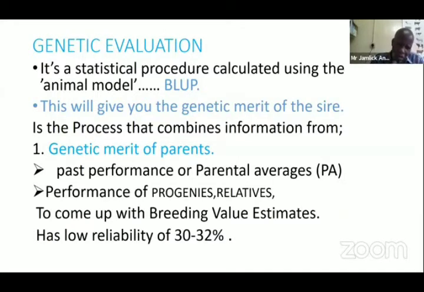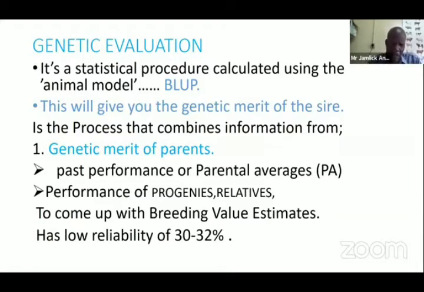So I'm assuming when I talk about progeny, you understand. Those are the daughters, in this case, of bulls. Therefore, you can predict the performance of the daughters to a certain degree based on the genetic merit of the parents. And that is what you have done when selecting the parent in the first place. This first performance of the parent is what you call the parental averages, and this forms the first information you need to determine the performance of a particular individual.